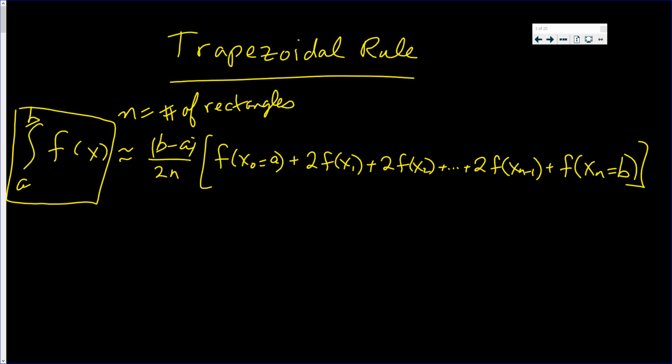And it's always f of a, that is f of our x0, which is a, plus f of x1 plus f of x2, all the way up to f of xn, where xn is b, with the exception of the first term and the last term. The middle terms are all being multiplied by 2. Okay? All the middle terms get multiplied by 2 except the first and last.